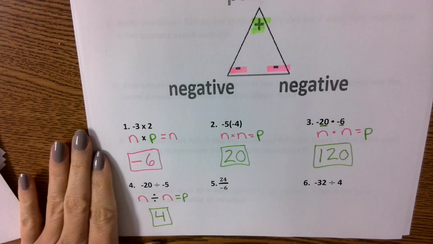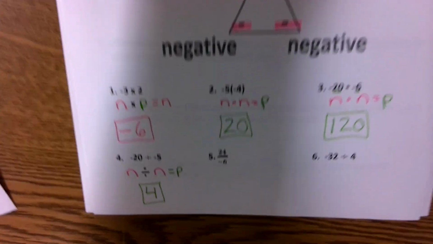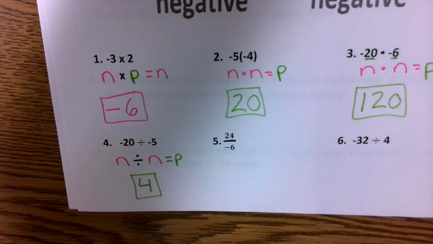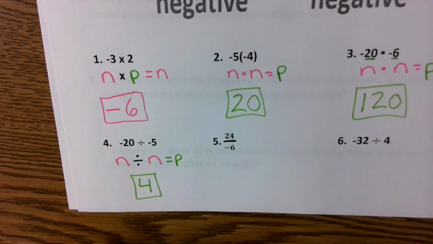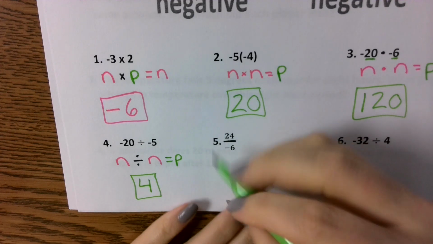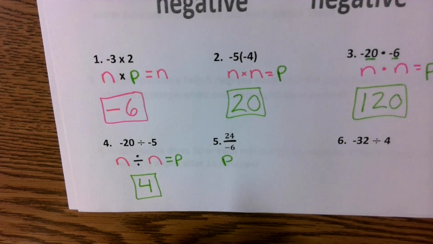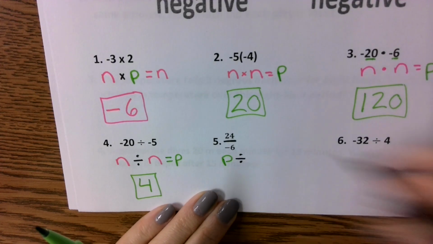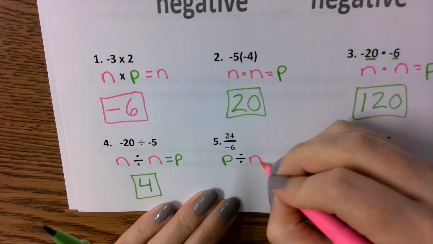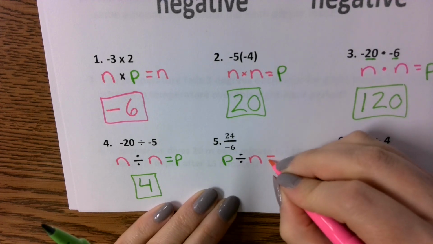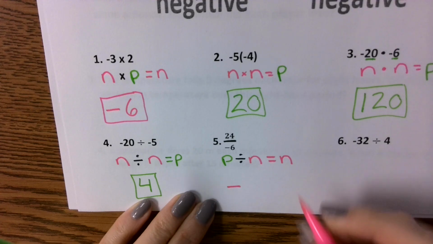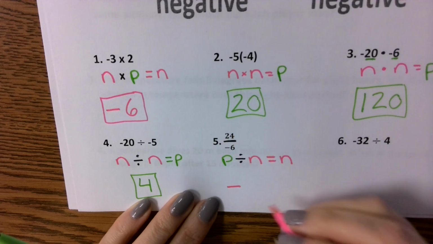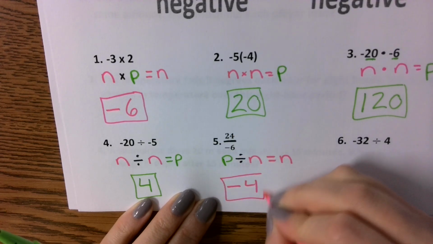Okay, for problem number 5, we have 24 over negative 6. That's a division problem. 24 divided by negative 6. Phoenix? Negative 4. Very good. We're focusing on doing a positive that is now being divided by a negative. Positive divided by negative gives us a negative answer. Okay, so we know we're going to get a negative answer, so then we just do 24 divided by 6, which is 4. Negative 4 is our final answer.